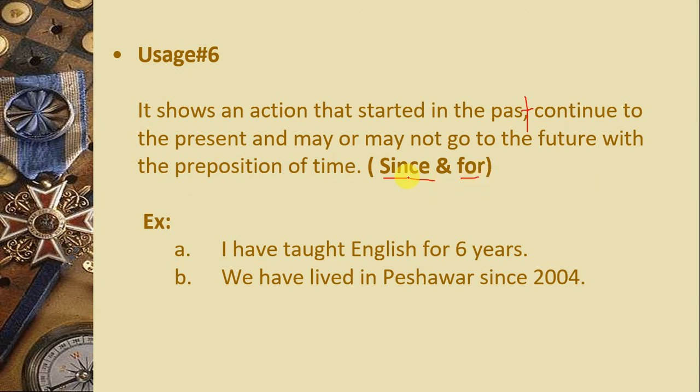If you do not use them, we can still find an action which started in the past, comes to the present, and goes to the future. For example, I have taught English for 6 years. It means that 6 years ago I started teaching English and I'm still teaching English. An action started in the past, continued up to the present, and it may go to the future. So for such actions you use present perfect tense.